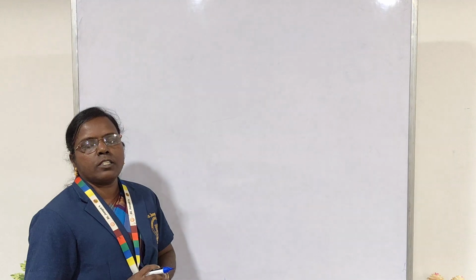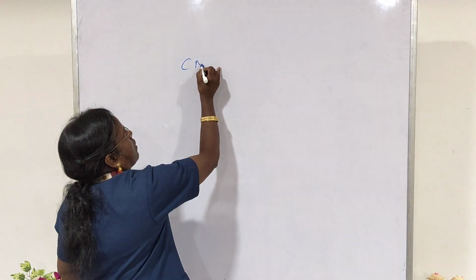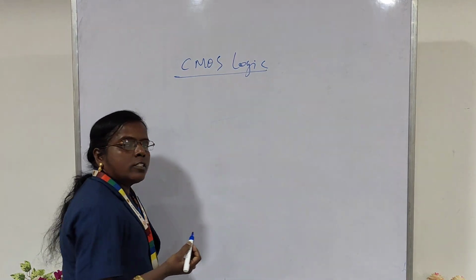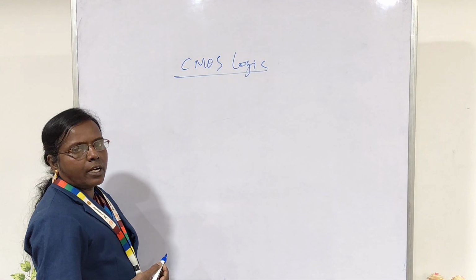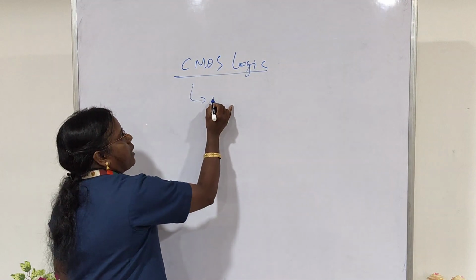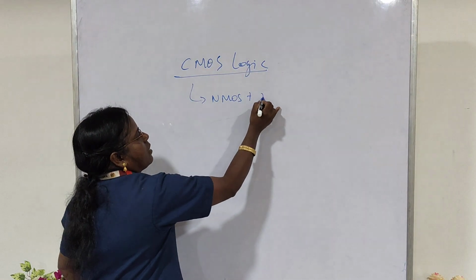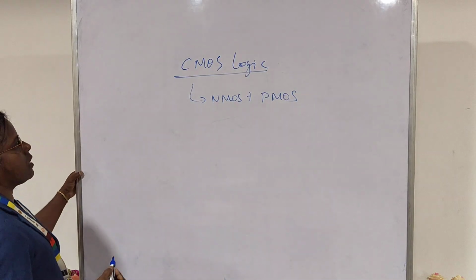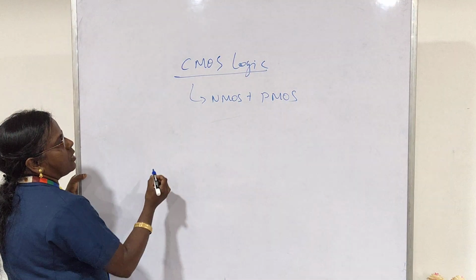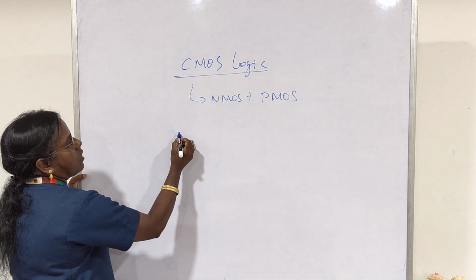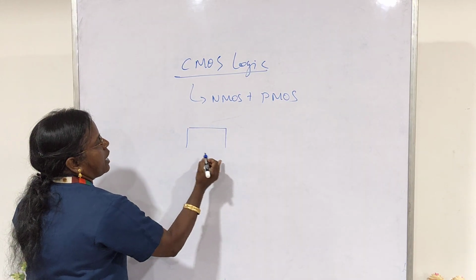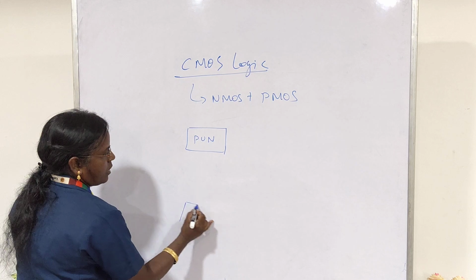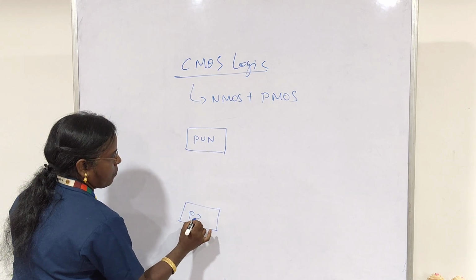Today we are going to discuss CMOS logic. CMOS is complementary metal oxide semiconductor. It's a combination of NMOS and PMOS. Okay, and the CMOS logic has this general structure. The CMOS logic can have two networks. One is the pull up network, the other one is the pull down network.